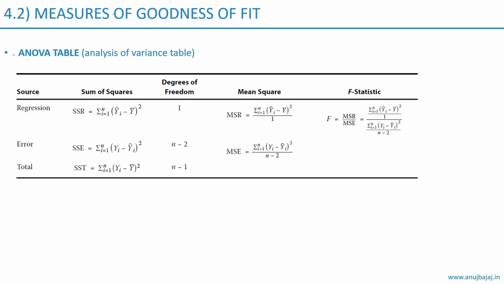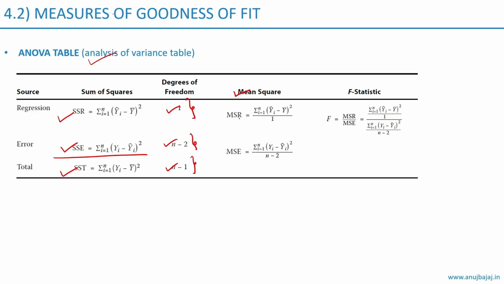Now let us look at the ANOVA table, which is the analysis of variance table. This table summarizes everything that we have studied until now. This table gives us the sum of squares regression, sum of squares error, and the sum of squares total. These are the degrees of freedom that we use to calculate the mean squares. That is, this is nothing but the denominator of the mean squares.